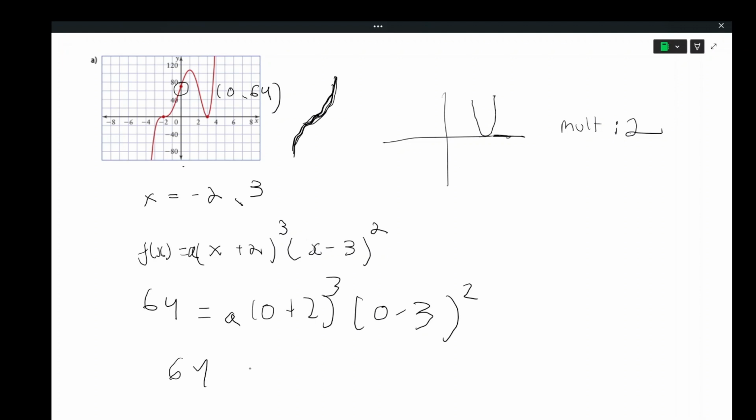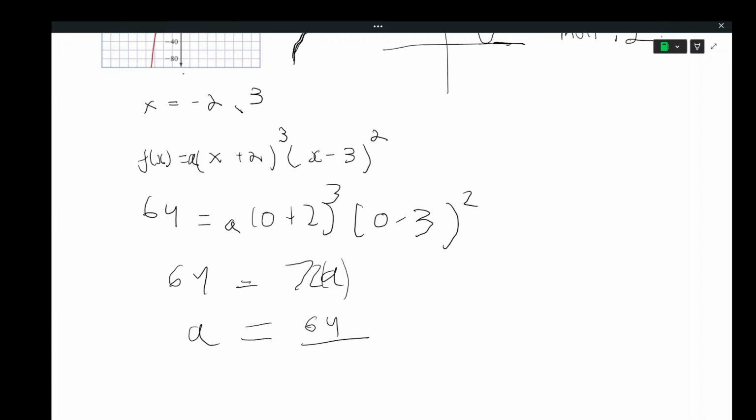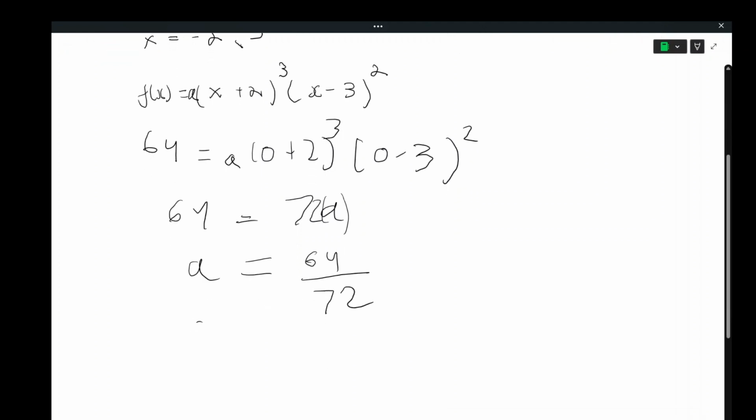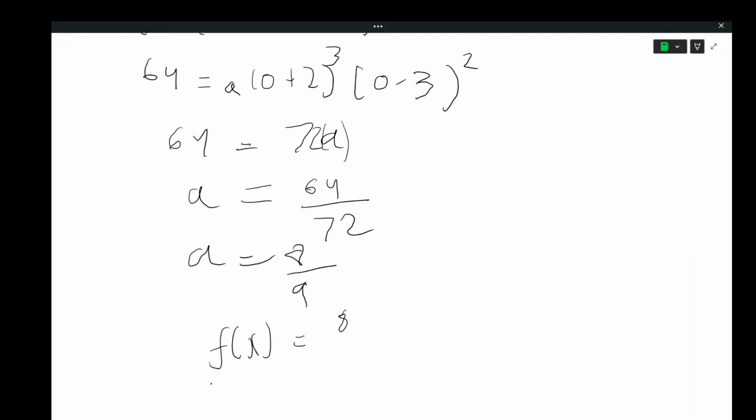Now let's simplify. 2 cubed is 8, and negative 3 squared is 9. So now we have this. So now we multiply 8 by 9 to get 72, and we divide both sides by 72, and simplify it to 8 over 9. Now finally, we substitute this back into our equation, and this is our final polynomial equation.